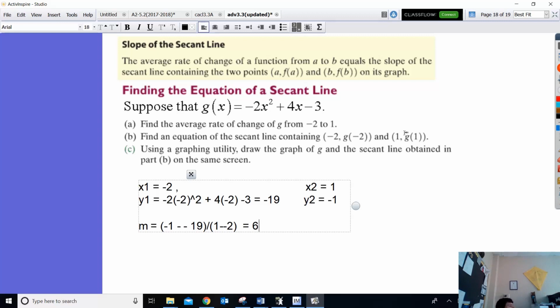Well, you have slope and you have points, right? What form do you get to use? You get to use point slope form. So part B, we're going to use point slope form. What is point slope form? Which points do you want to use? Do you want to use 1, negative 1 or negative 2, negative 19? Yeah, I would use 1, negative 1. That's what I would use.